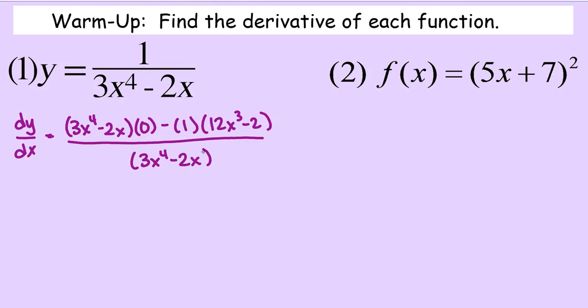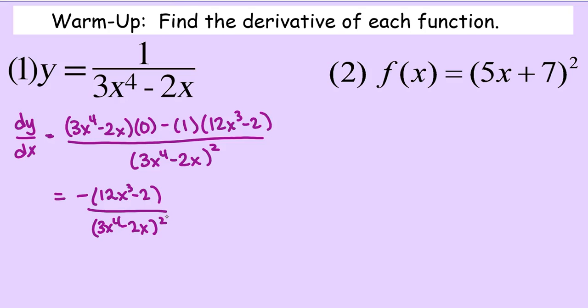And then let's simplify that. So we have the opposite of 12x cubed minus 2 over, forgot my squared, didn't I? Over 3x to the fourth minus 2x quantity squared. For now, I'm just going to leave it like that. We could multiply the negative through the numerator, which would be a good thing to do, but I'm going to wait and hold off until we see the second method.